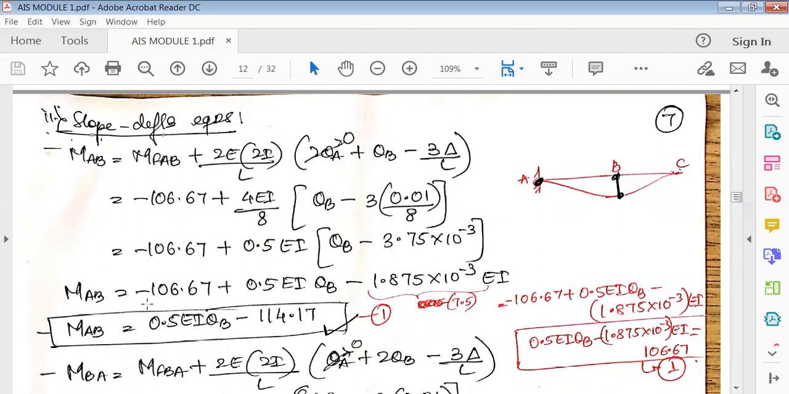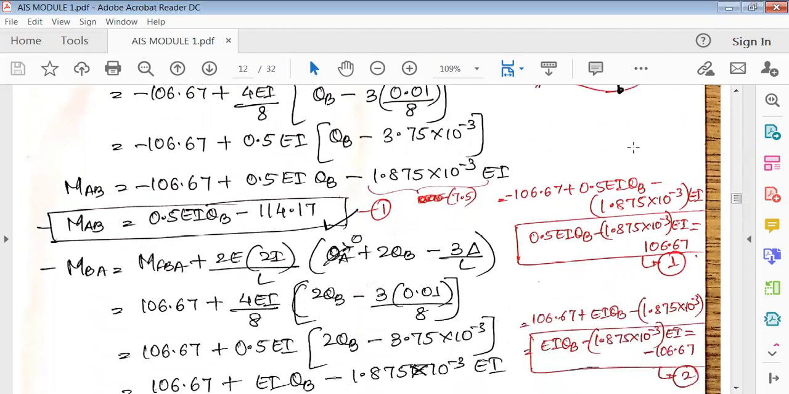Now see here, minus 106.67 plus 0.5 EI theta B minus, what you have to do, 0.5 into 3.75, multiply as it is. Just multiply this and keep it in terms of EI value. Now the final form should be MAB, this value, keep it in EI. What I have done here was, in this step, I had multiplied with this EI value. Don't do that, because this also will be treated as unknown only. We'll eventually substitute that later when you're solving in the calculator. So now the form should be in this only.